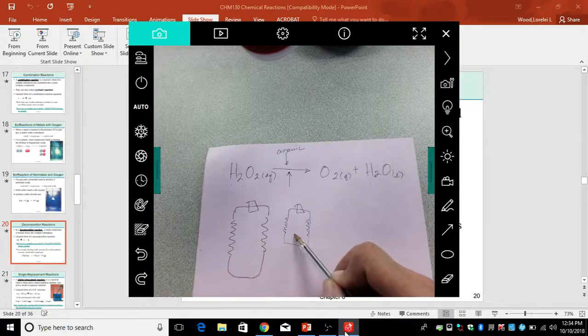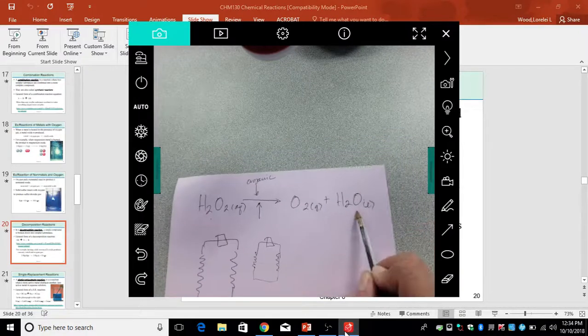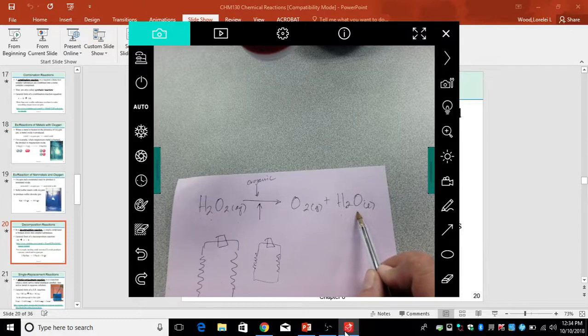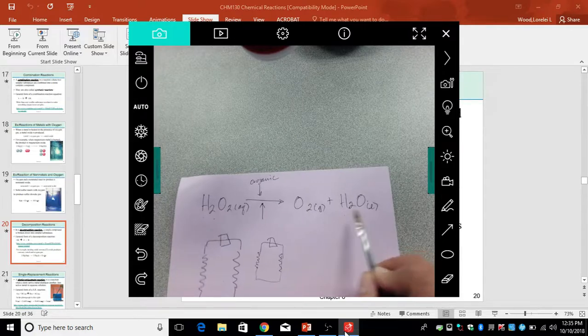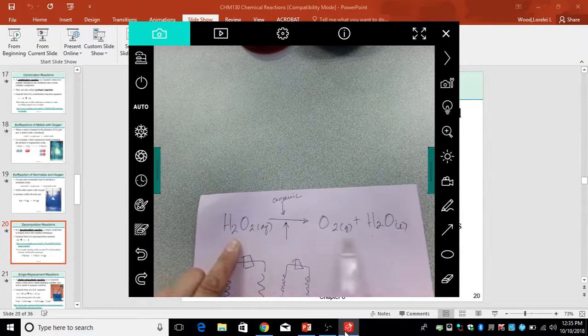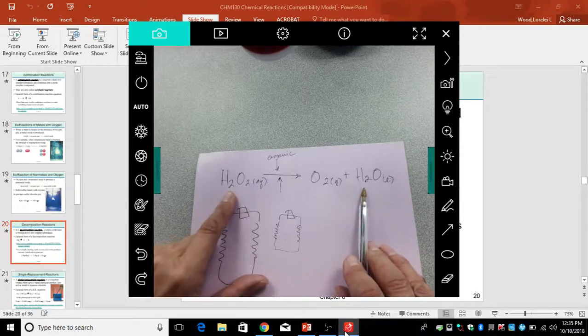So if it wasn't in those brown bottles, what would you be buying a bottle of? Water with a few oxygen bubbles in it, right? So you don't want that. You want the good old H2O. All right, so we're going to balance this equation. How do we balance this thing?